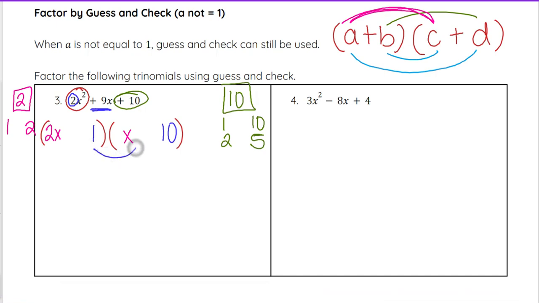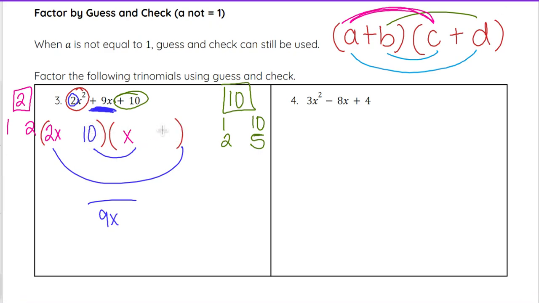And we are going to check the inner product and the outer product. Just like on the previous ones, we need the inner and the outer product to combine to that 9x. So inner product here would be 1x. The outer product is not going to be 10x because we have this 2x here, unlike the previous problems when a was 1. 2 times 10 is 20, so that's going to be 20x. And we need those to combine somehow to be 9x. 1 and 20 are not ever going to add or subtract in any way to give you 9. So we know that those do not work in the format that they are written.